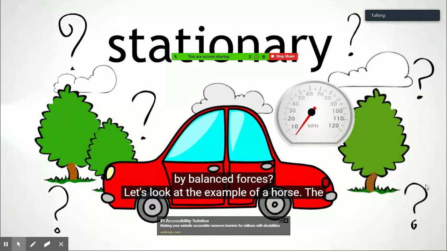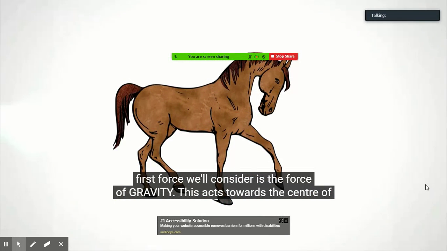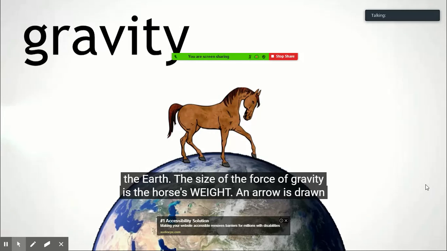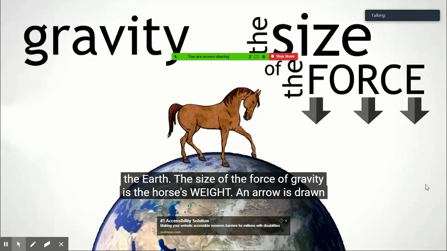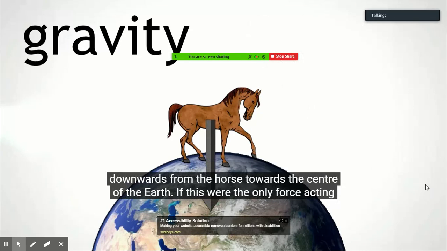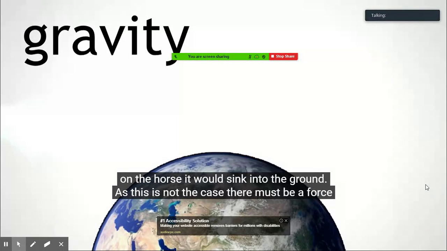Let's look at the example of a horse. The first force we will consider is the force of gravity. This acts towards the centre of the earth. The size of the force of gravity is the horse's weight. An arrow is drawn downwards, from the horse towards the centre of the earth. If this were the only force acting on the horse, it would sink into the ground.